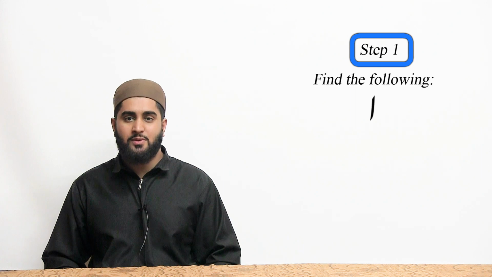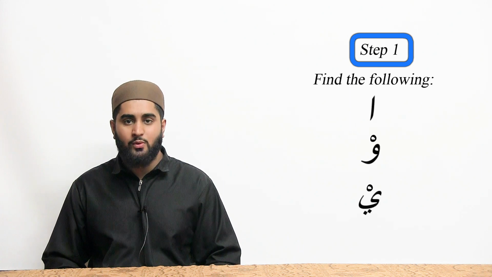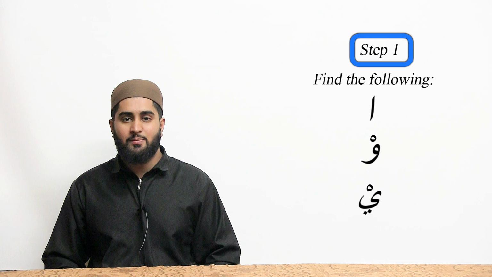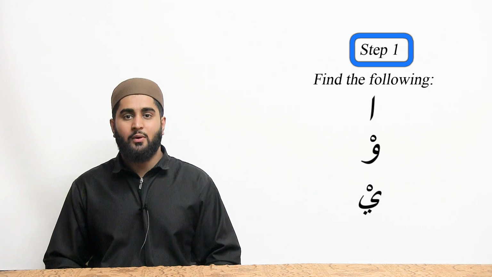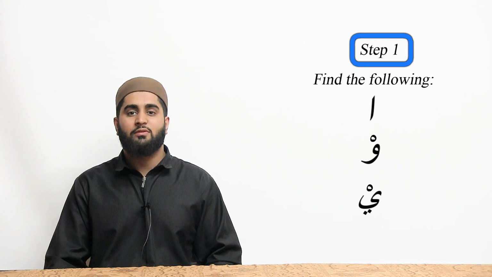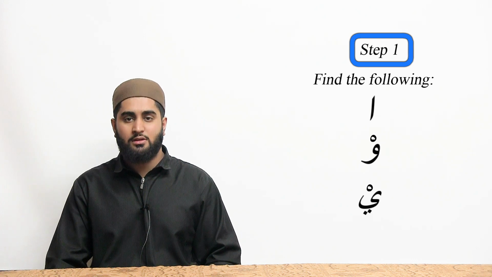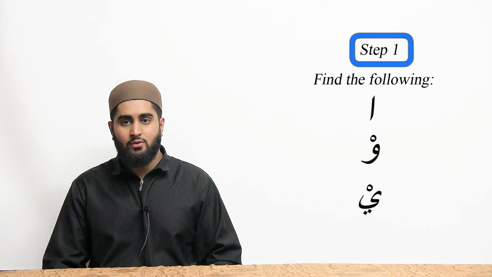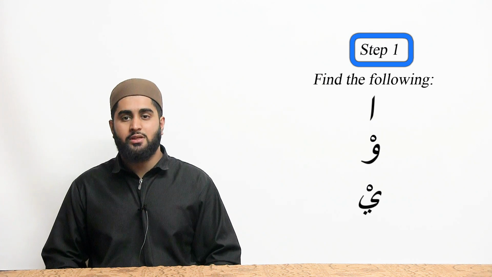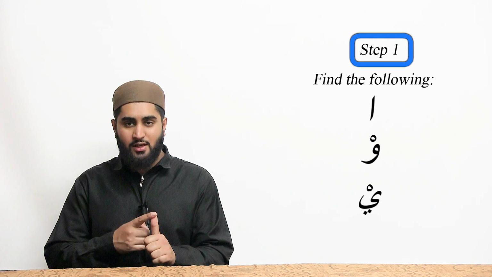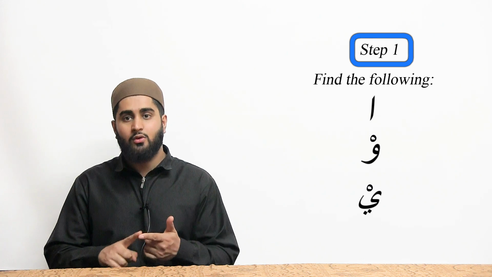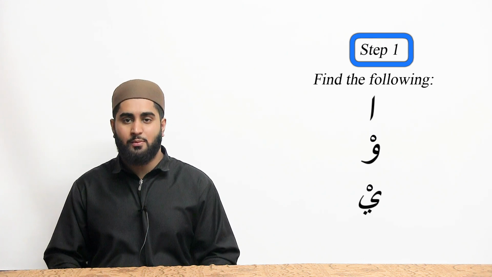Now moving on to the steps. Step 1 is to find an empty alif or a ya sakin or a waw sakin. Now what do I mean by an empty alif? I mean an alif without a haraka, meaning without a fatha, a dhamma, kasra, etc. or a sakin. So an empty alif. So the first step is to find an empty alif, ya sakin or a waw sakin. Now that completes step 1.